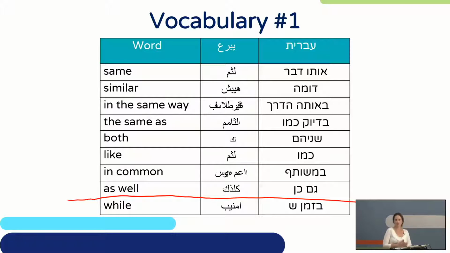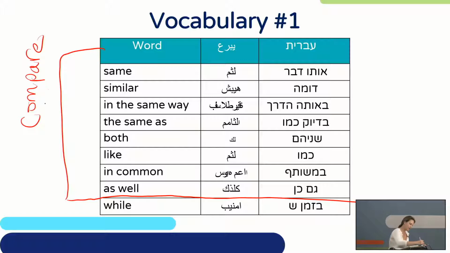Okay, so there's two different meanings. Based on the sentence, I know which definition of the word like they're referring to. All right, let's keep moving on. In common, במשותף. As well, גם כן. So all these words that we just went over now, these are words or phrases that tell me I am comparing or saying why things are the same or similar.